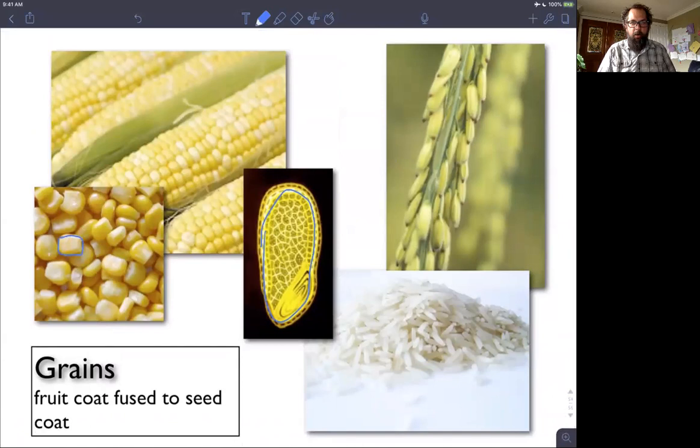I'll post one more bit on pollination ecology, as I said, a link to a separate video, and that will wrap up our angiosperm reproduction section.